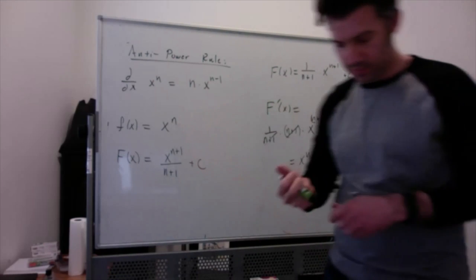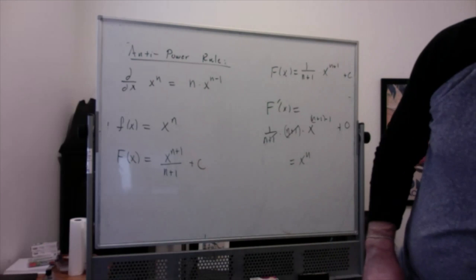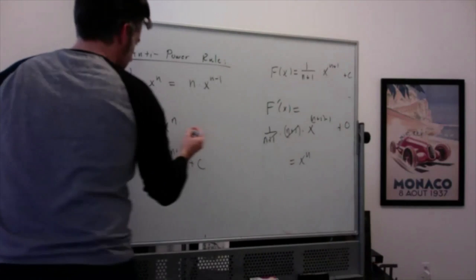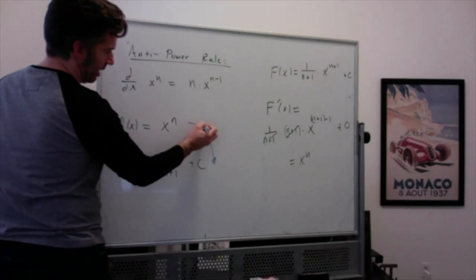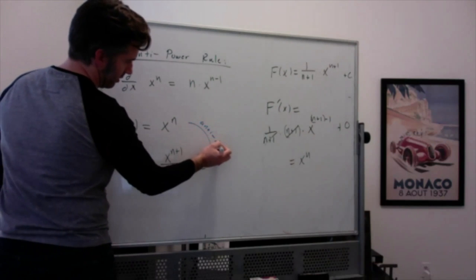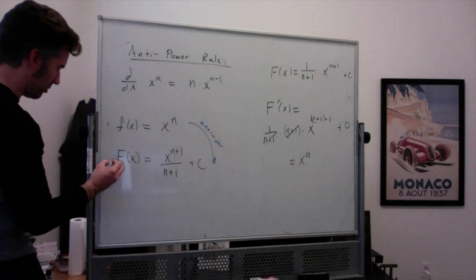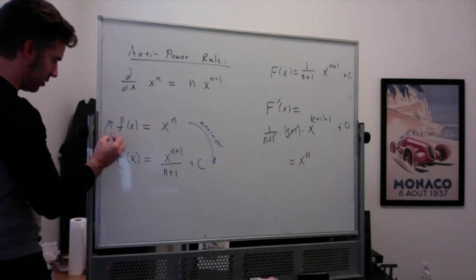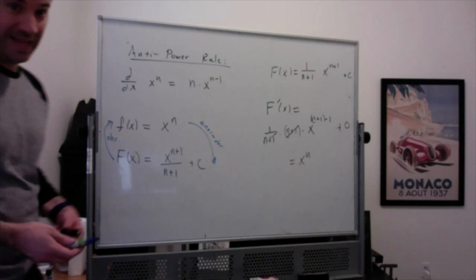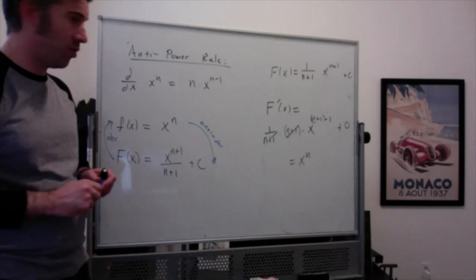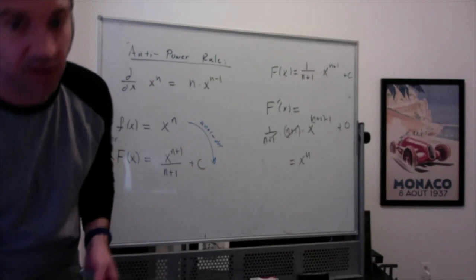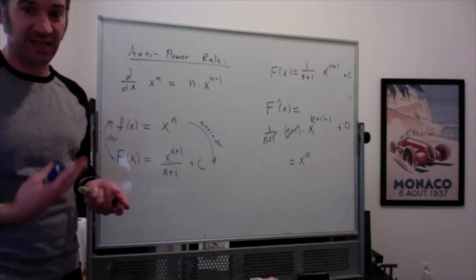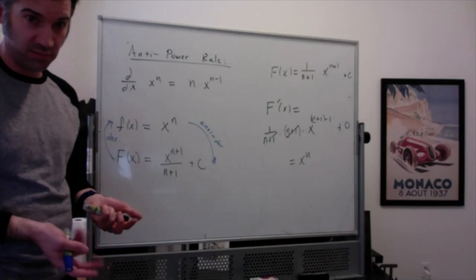In fact, that's worth writing down. In kind of a silly way, but from here to here, you're taking the antiderivative. And from here back to there, you're taking the derivative. That is always true. In fact, that's the whole crux of the fundamental theorem of calculus, which you'll learn next quarter, is that the derivative and the antiderivative undo each other.